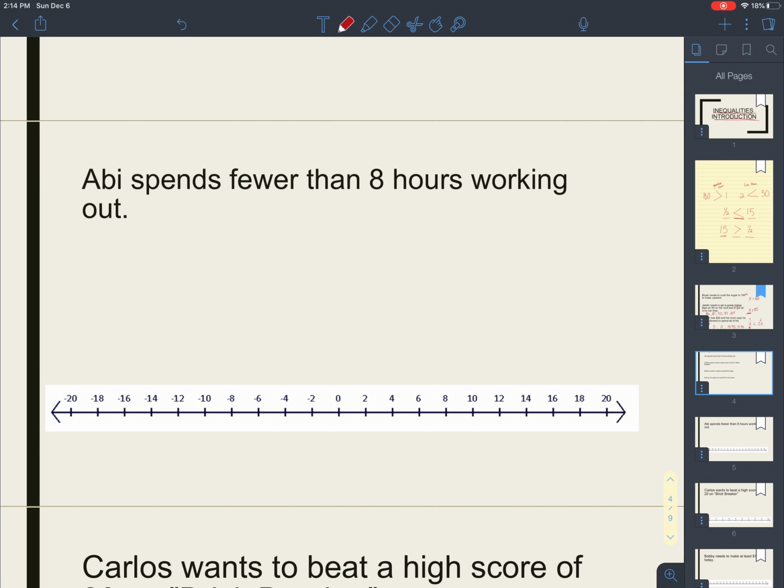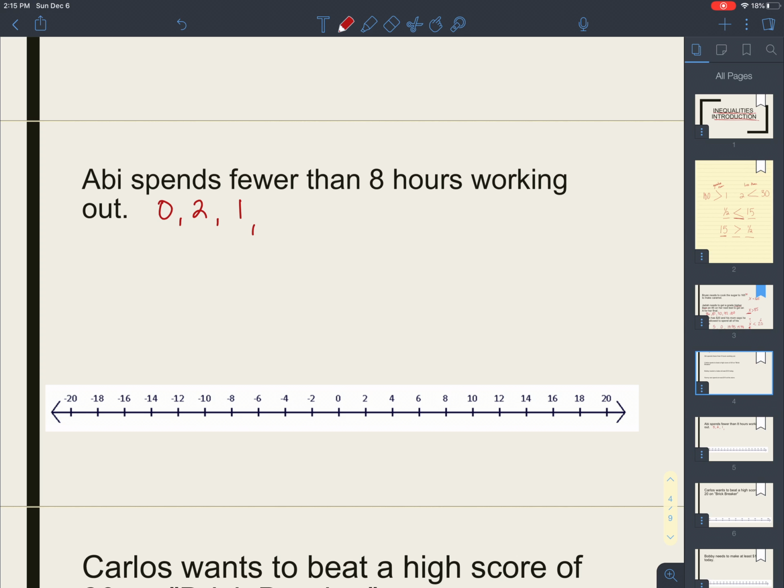So Abby spends fewer than 8 hours working out. So this is a situation where we don't know exactly what she spends. And in fact, we know that she doesn't spend exactly 8 hours, but we know it's smaller than that. So when we talk about some solutions, we could talk about Abby spending 0 hours working out. Abby could spend 2 hours working out, 1 hour working out.